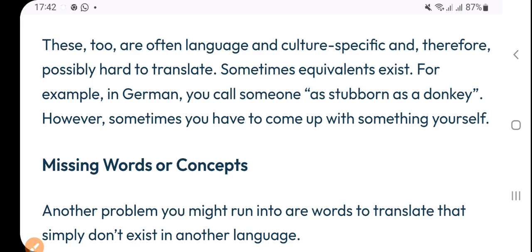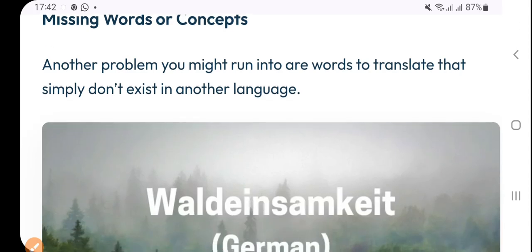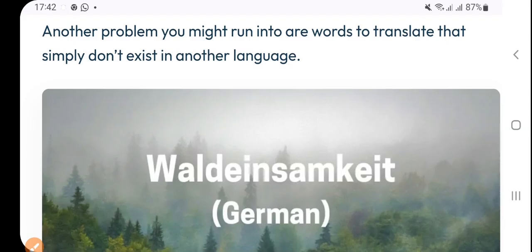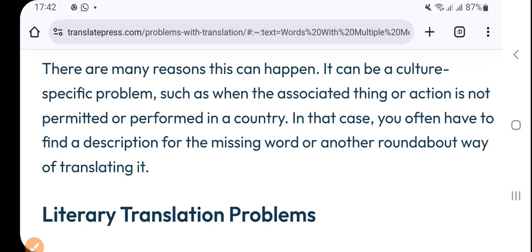Sometimes equivalence exists. For example, in German you call someone as stubborn as a donkey. However, sometimes you have to come up with something yourself. Okay. Now, missing words or concepts. That's another problem you might run into: words to translate that simply don't exist in another language, right? Now, there are many reasons that this can happen.